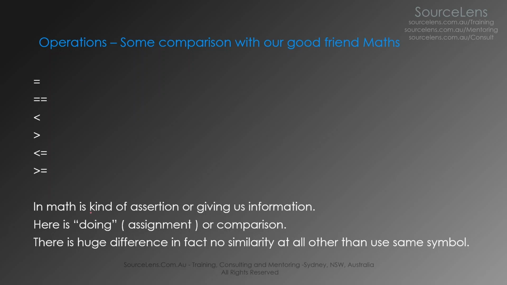In math, this is kind of an assertion. Assertion means it is a statement which gives us information. For example, in mathematics, if you say x equal to 10, this means that x is equal to 10, the entire thing is equal to 10. It does not mean that x is a bag which contains 10. It doesn't work that way in maths. But in our case, we have explained it's an assignment, and equal to is a comparison. There's a huge difference and no similarity whatsoever other than the usage of this symbol itself. Very important.